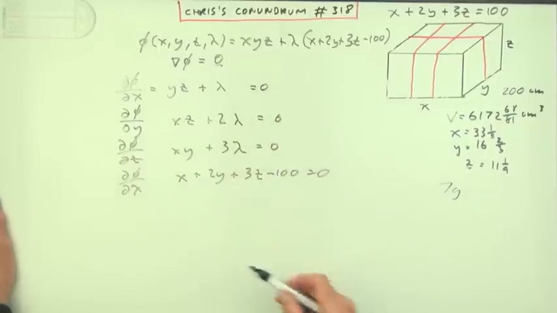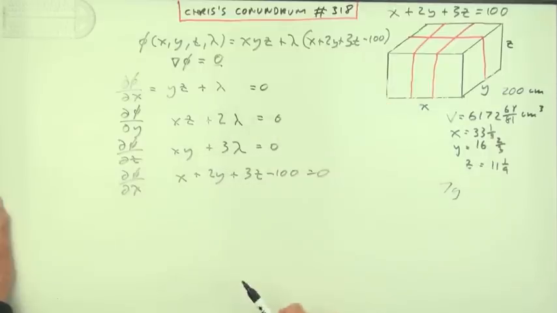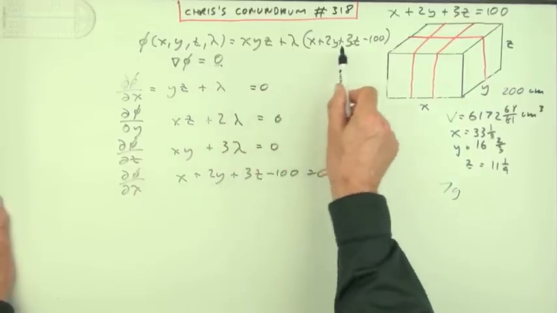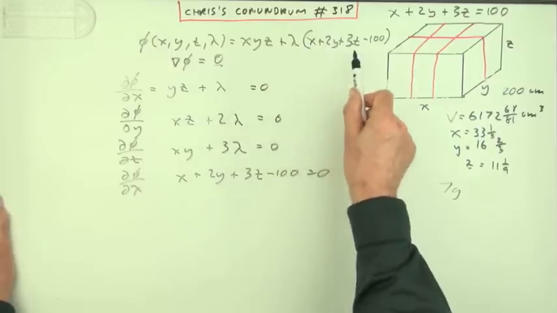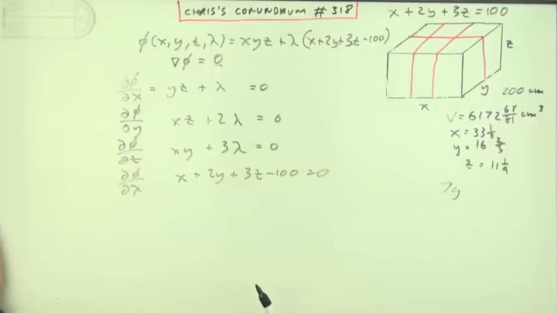Now all you need to do is solve that system of equations and you'll get your x, y and z for the maximum or for the optimum value. That's the process of Lagrange multipliers. Just forming this combination equation of the thing that's to be optimized and the constraint.